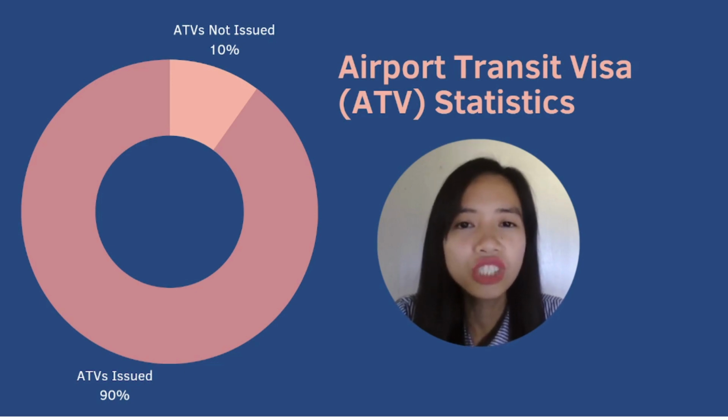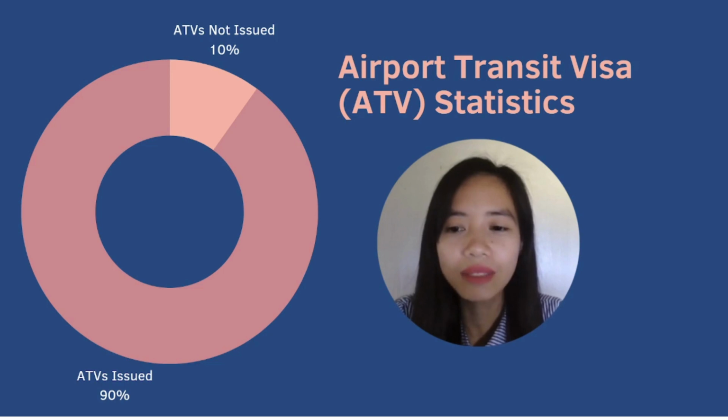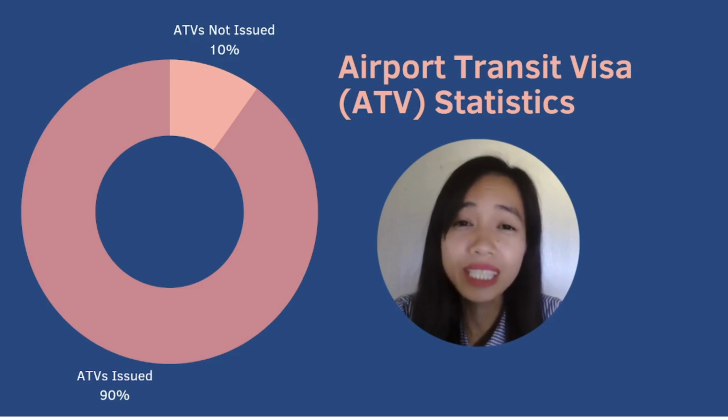In this chart, we can notice that from the 100% of applications, almost 90% were approved. It's a very good sign that 90% of the applications are issued to the tourists or those who applied. And only 10% were canceled or did not meet the requirements of the ATV.